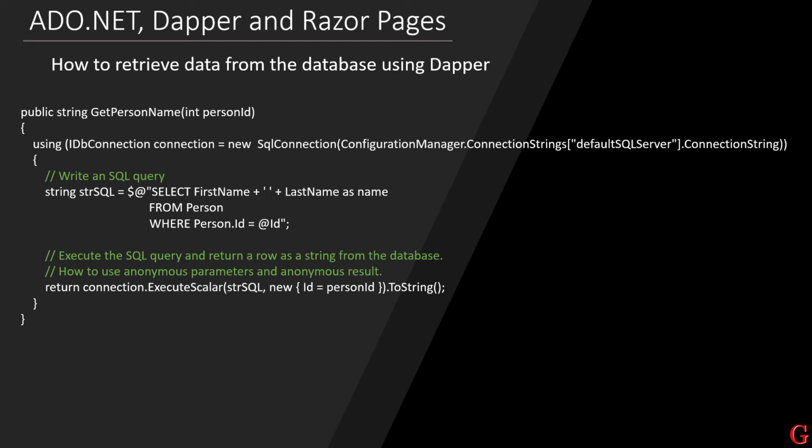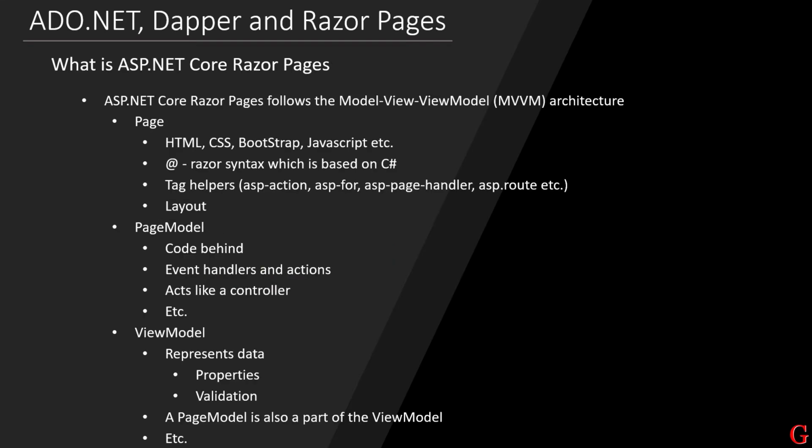Next we will see what is Razor Pages and how to use it. Razor Pages follows MVVM architecture. In MVC you have model, view and controller. In MVVM instead you have model, view and view model. Razor Pages has a page, page model and view model.